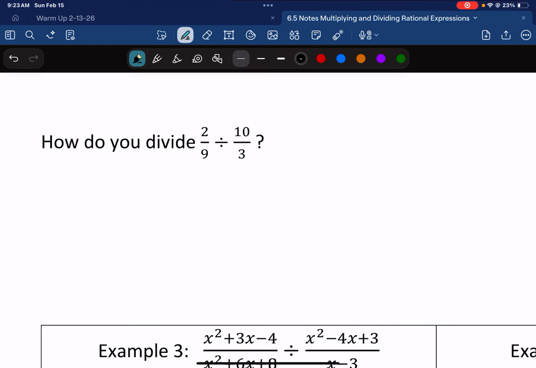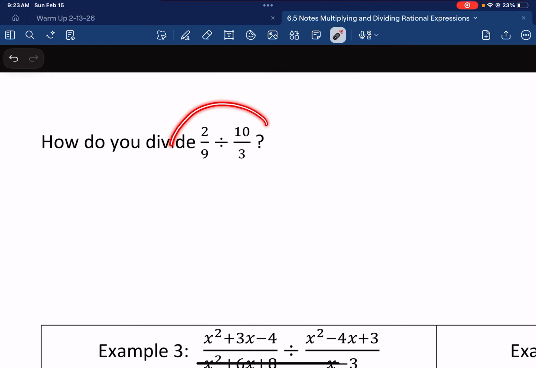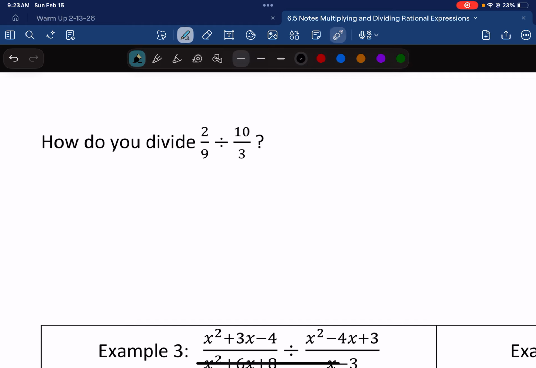How do we divide fractions? So if you want to divide two fractions, you just keep your first fraction the same, 2/9. You change your division sign to multiplication, and you use the reciprocal of your second fraction. So we're going to multiply by our reciprocal. So we have 2/9 times 3/10.